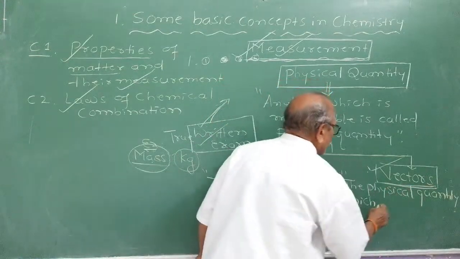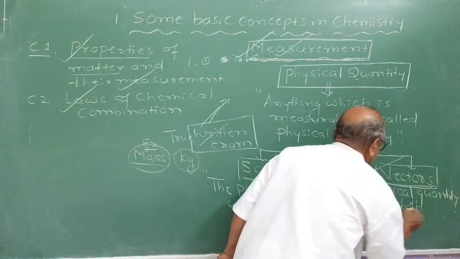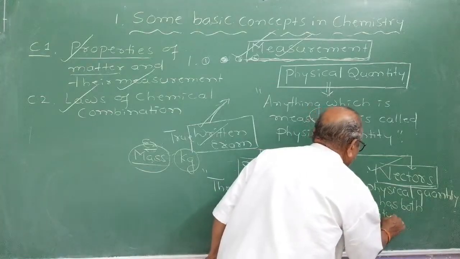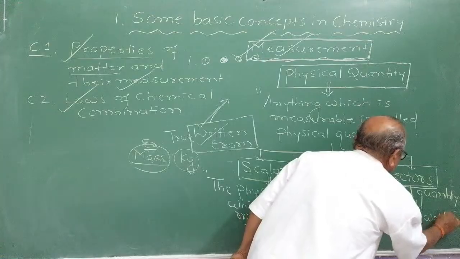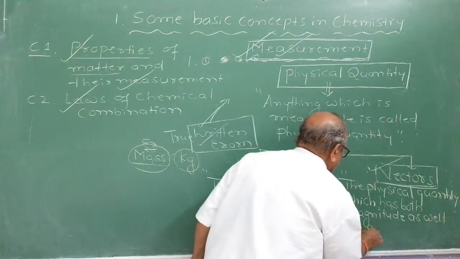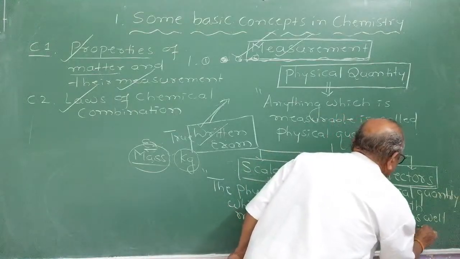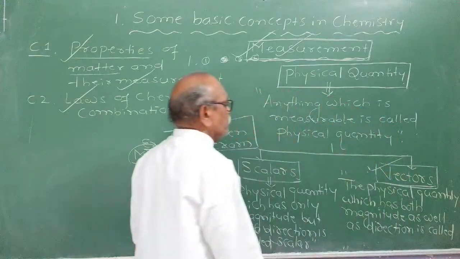The physical quantity which has both magnitude as well as direction is called, try to make complete sentences grammatically.